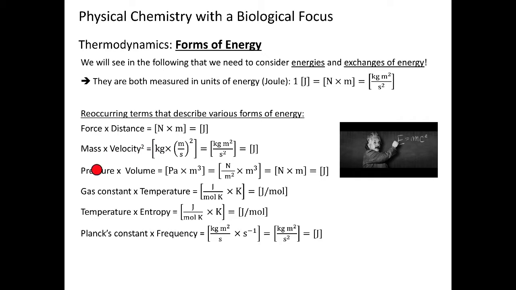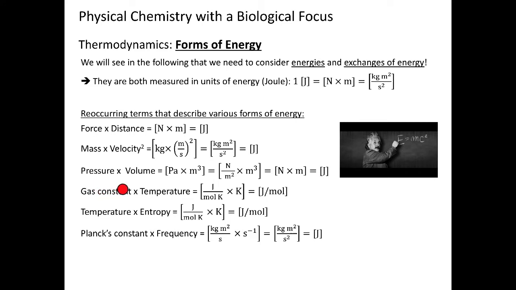What you'll find quite a lot as well is pressure times volume. So Pascal times meter to the power 3. If you look at the definitions of these units, Newton over meter squared times meter to the power 3 becomes Newton times meter. This is a joule as well.